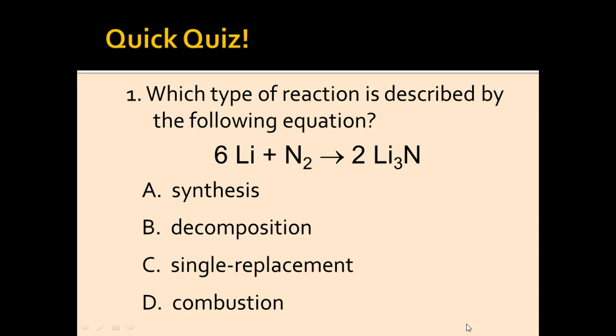And so here's a quick quiz to see what you learned. Which type of reaction is described by the following equation? So we're just gonna go through the reaction, figure out what it is. And so we have lithium and nitrogen, and then they combine, and they form 2Li3N. And so we have two reactants and form one product.